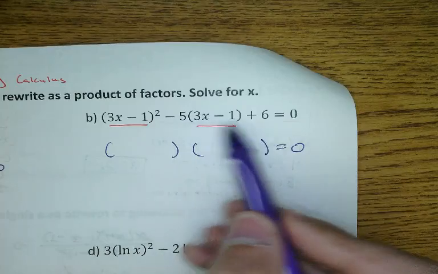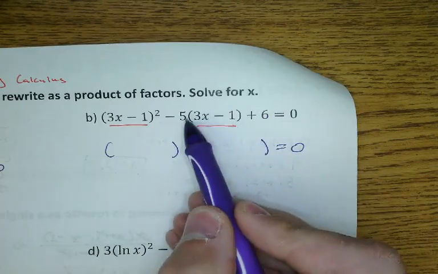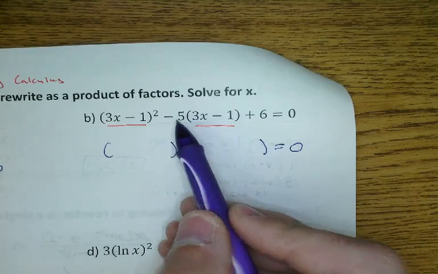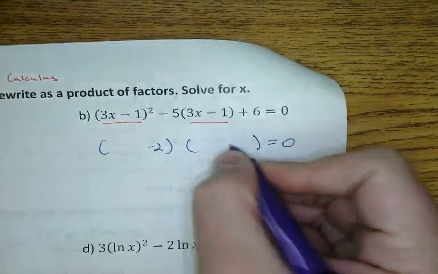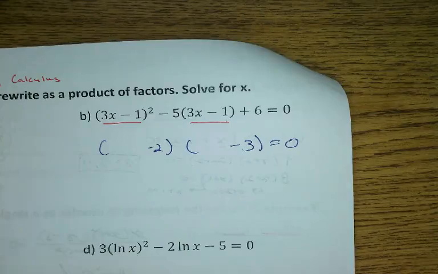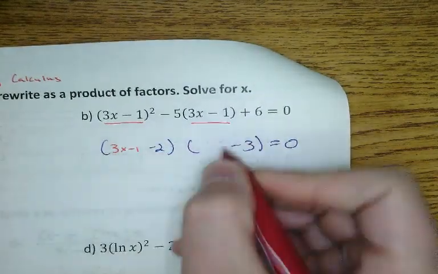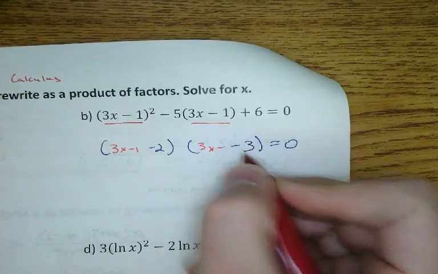Okay. So what two numbers multiply to 6 but then add to negative 5? 2 and 3? Negative 2, negative 3. And then I'm going to put in the front with the red's going to be 3x minus 1, 3x minus 1.